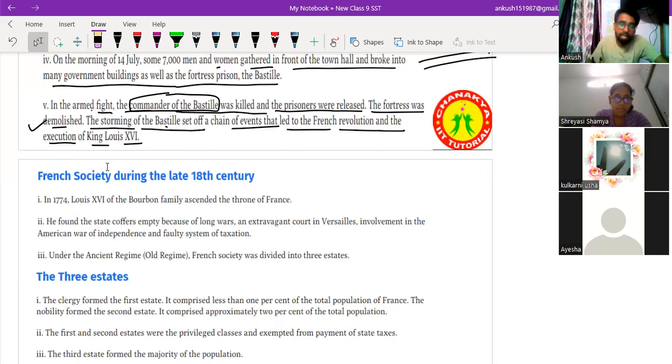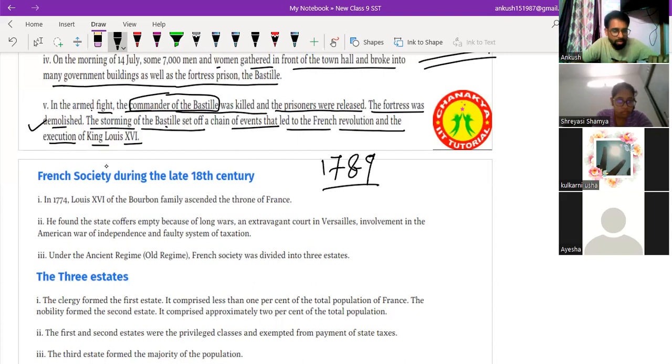It is called the late 18th century, but why? Because it started in 1789. It was a late time, it means the 18th century was about to end. So, French society during the late 18th century.